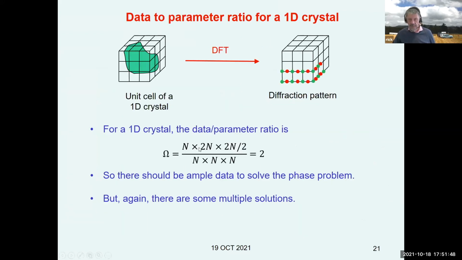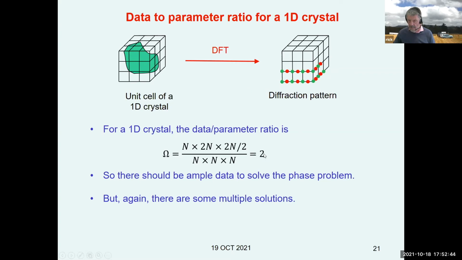So we can use our DFT description again. Once again, we've got the unit cell of a 1-dimensional crystal, and the DFT describes the diffraction. Because the crystal is periodic in the vertical direction, we have Bragg spacing in the vertical direction, the green dots, and in the 2 lateral directions where the assembly is 1 molecule wide, we have these extra samples between the Bragg reflections. And so we can count up the data to parameters again, and we have n by 2n by 2n divided by 2 for the Friedel symmetry, divided by n cubed parameters described with the density in the unit cell, and we get omega is equal to 2.